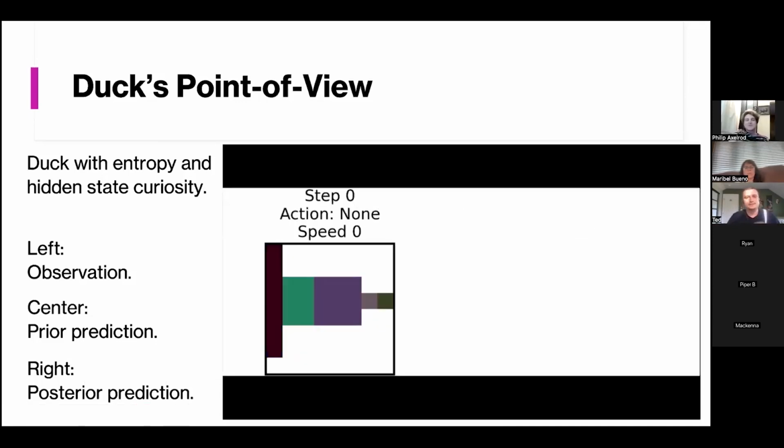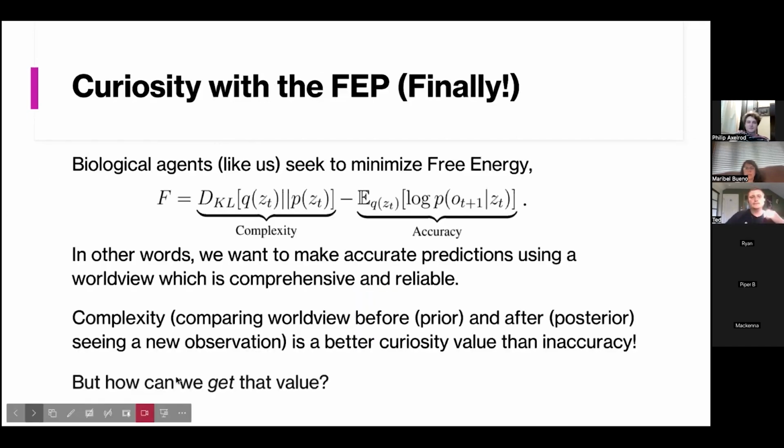I'm sorry. Could you please explain one more time why the DKL complexity measure is not affected by curiosity traps? Yeah. The prediction error curiosity did not use complexity at all. It only used accuracy, which means it was comparing its prediction to what it actually observed.